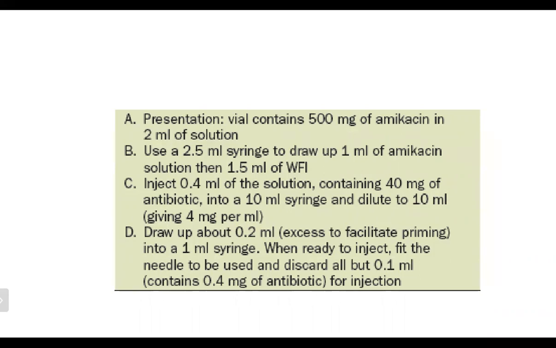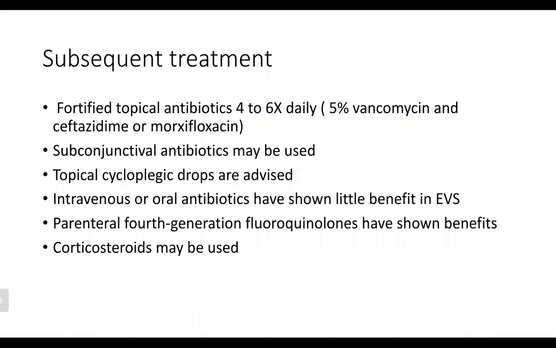So after that, the dose of amikacin is 0.4 milligrams per mil. So to achieve that, you take 0.4 mils from that 2.5 mils, and then you make it up to 10 mils with normal saline or water for injection. And then from that, when you draw up 0.1 mil, that 0.1 mil will contain 0.4 milligram of the antibiotic. So that's for the initial treatment.